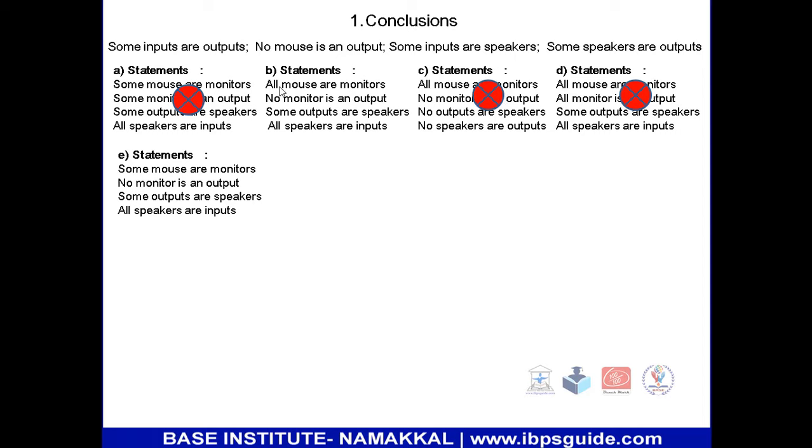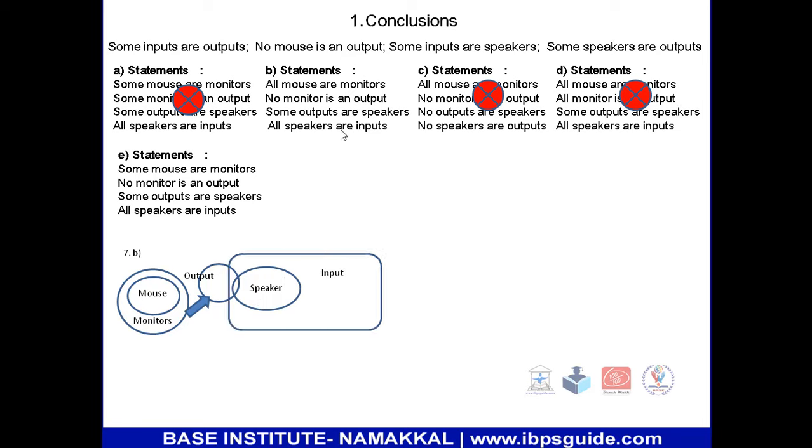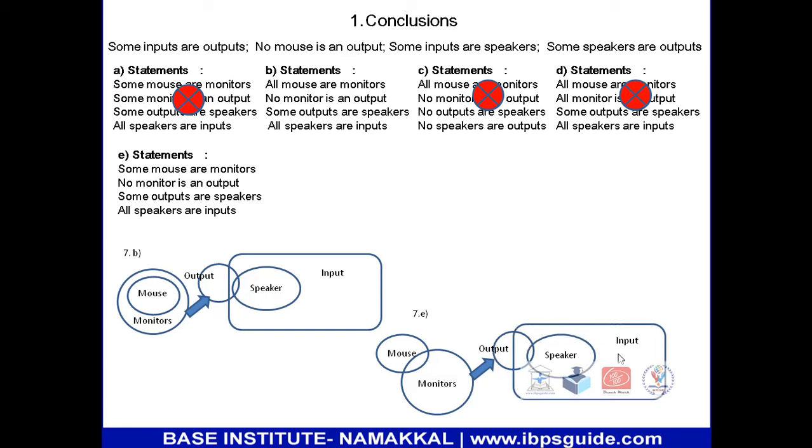Then lastly we have only two statements, B and E. Friends, after applying the first and second steps, we have to go for applying the Venn diagram. For statement B: all mouse are monitors, no monitor is an output, some outputs are speakers, all speakers are inputs. And then the Venn diagram for statement E: some mouse are monitors, no monitor is an output, some outputs are speakers, all speakers are inputs. Here a circle and rounded rectangle have been used in the Venn diagram for reference only. Friends, you can also use any other shapes.